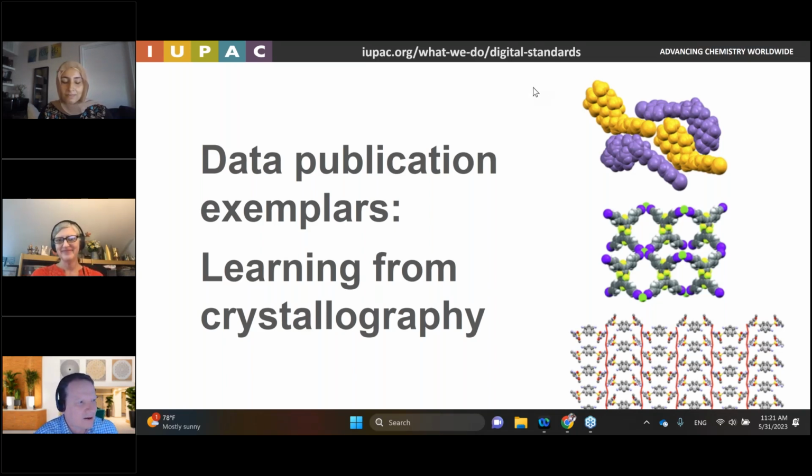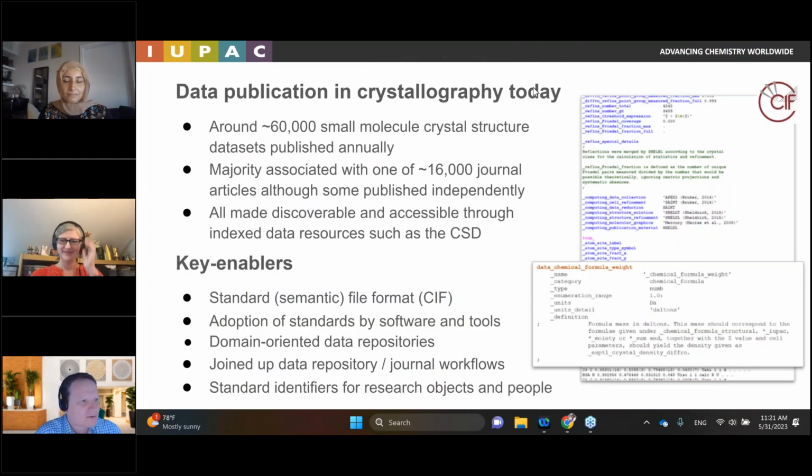Today we get around 60,000 small molecule crystal structures published each year. The majority of those are associated with one of 16,000 journal articles, although we're starting to see quite a lot published independently of journal articles, which is encouraging. And these are all made discoverable and accessible through index data resources such as the Cambridge Structural Database. You can also look at parallels to this in structural biology with the Protein Data Bank, and also in inorganic chemistry with the Inorganic Crystal Structure Database.